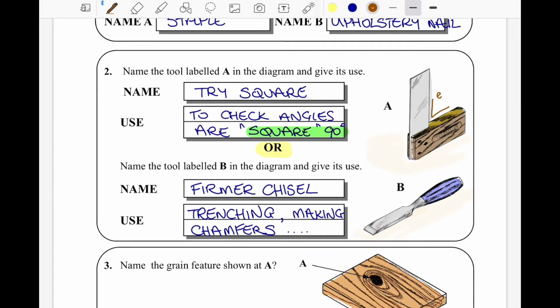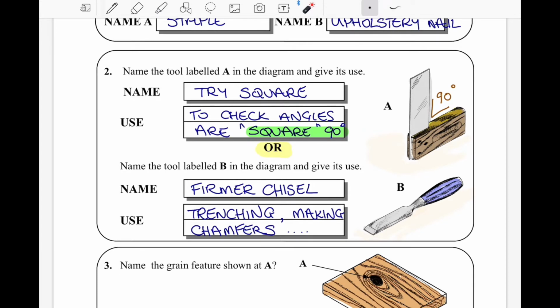Okay. The next one then, most of you would have written chisel, but it is a firmer chisel, which is slightly different. A firmer chisel, if I just point it out to you here, has a straight edge on the side. So it's somewhere in between a mortise chisel and a bevel-edged chisel. There is no bevel edge on this chisel here. It has a straight side, so therefore it is a firmer chisel. So if you didn't get that right, fix it.